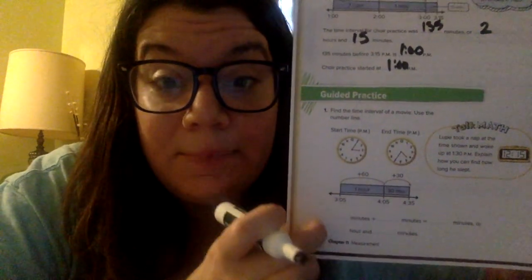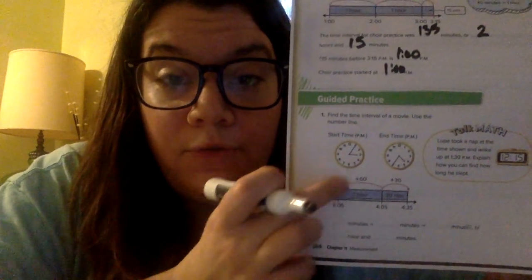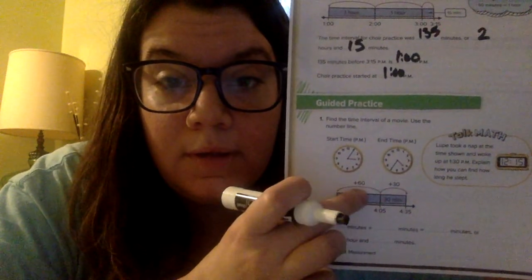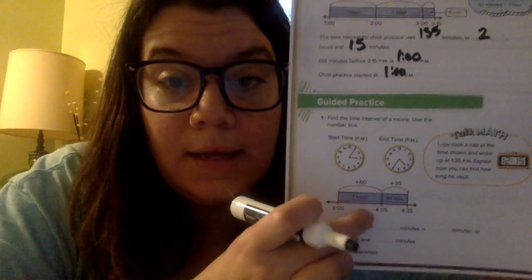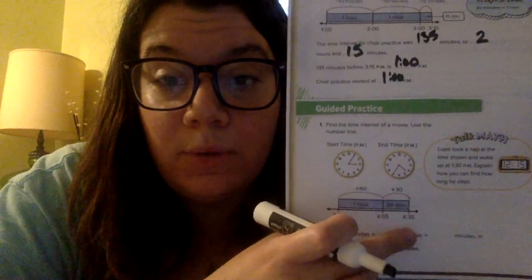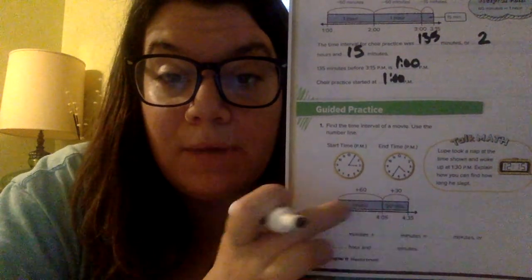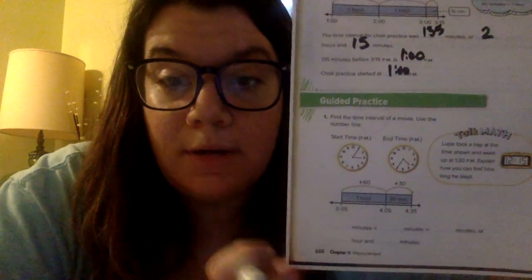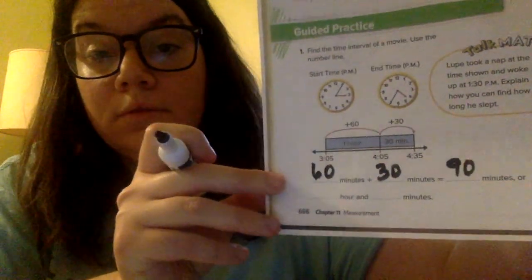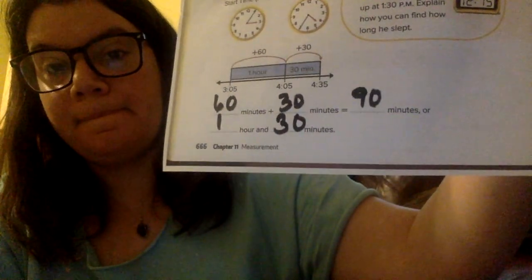So let's figure out the elapsed time. From 3:05 to 4:05, that's 1 hour, that's 60 minutes. And now we just need to move from 4:05 to our end time of 4:35, which is 30 minutes. So we add 60 plus 30, 60 minutes plus 30 minutes equals 90 minutes, or 1 hour and 30 minutes. Okay? All right.